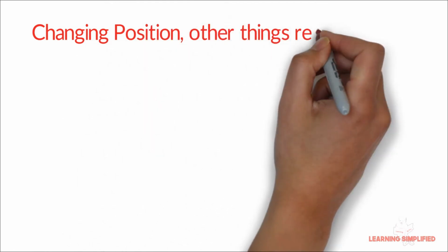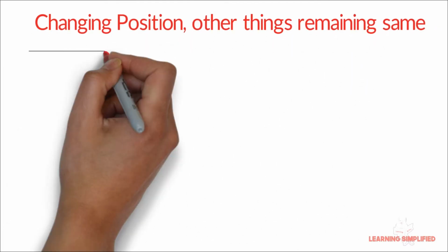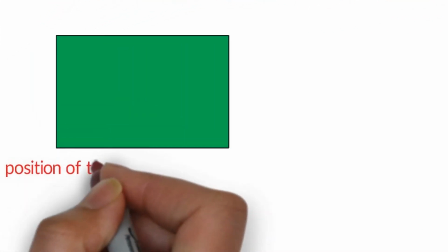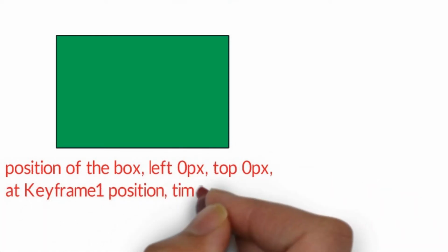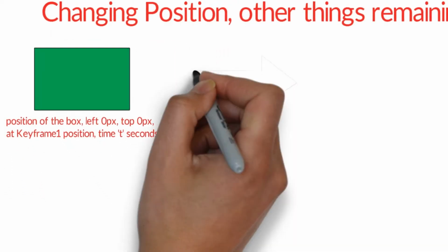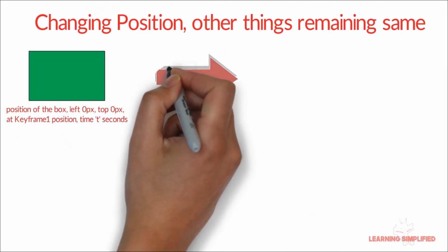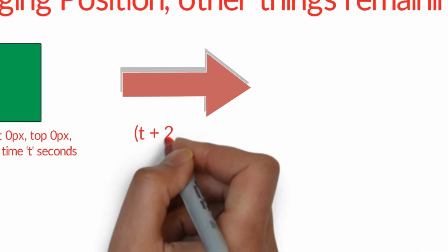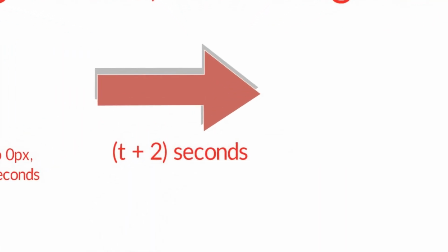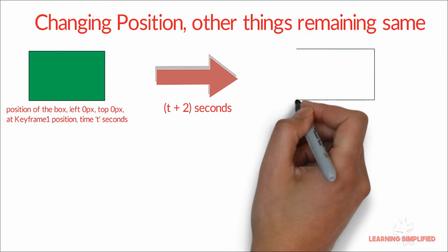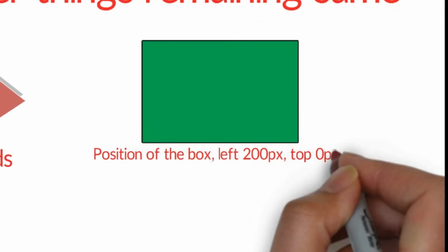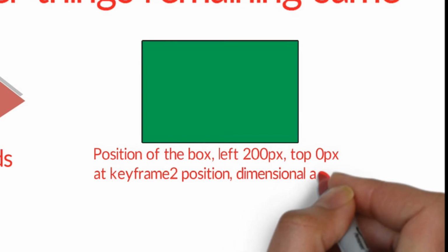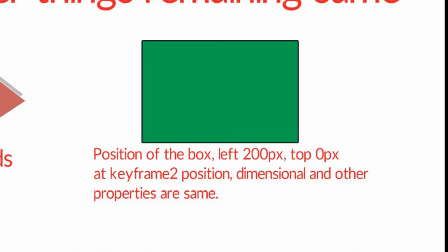Changing position, other things remaining the same. So this is the position of the box, that is left 0 pixels, top 0 pixels at keyframe 1 position, time being t seconds. Now we are moving on to t plus 2 seconds, that means 2 seconds after the animation has happened, and the position of the box is changed to left 200 pixels and top 0 pixels at keyframe 2, dimension and other properties remaining the same.